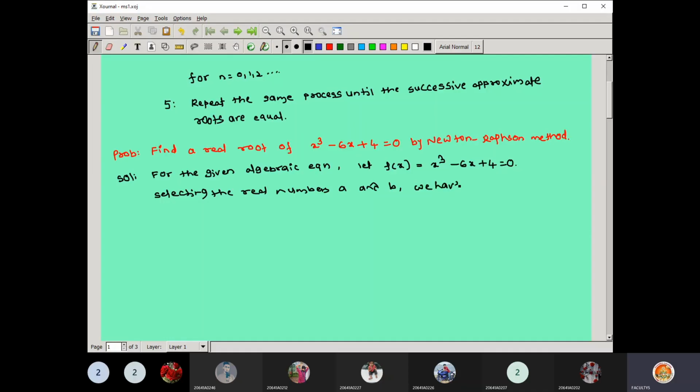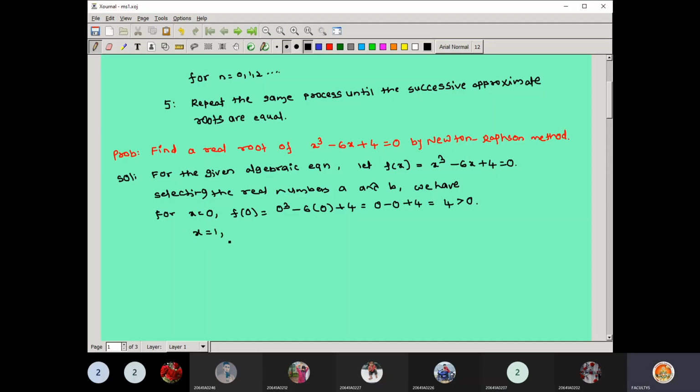Suppose for x equal to 0, f of 0 equal to 0 cube minus 6 into 0 plus 4. So you are getting 0, 0 and here only 4. So 4 is greater than 0. The first one is positive here.